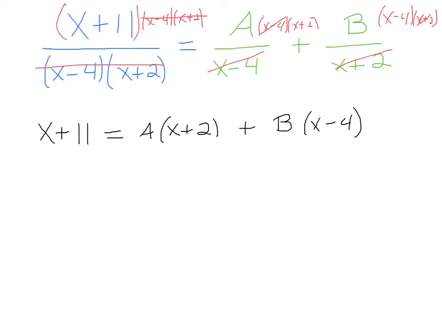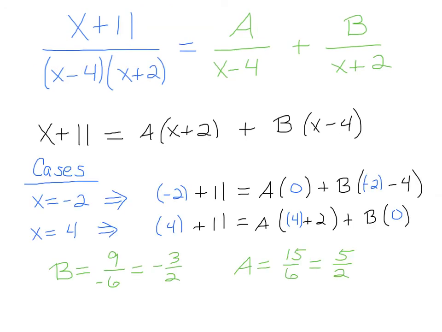Similarly, if I let x be 4, then this term will vanish. I'll have a 6a here, and I'll have a 15 on the left-hand side. So let's go ahead and execute that strategy. See, it's fairly easy. So here are the cases again.